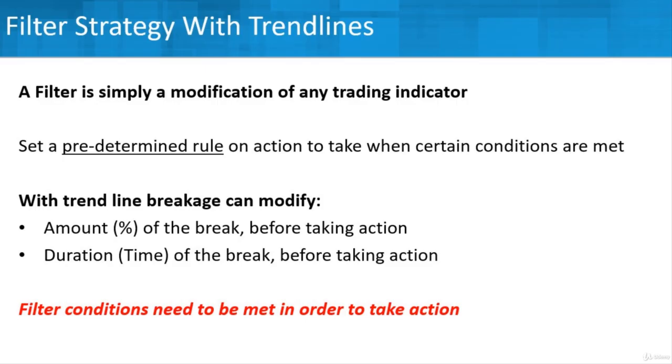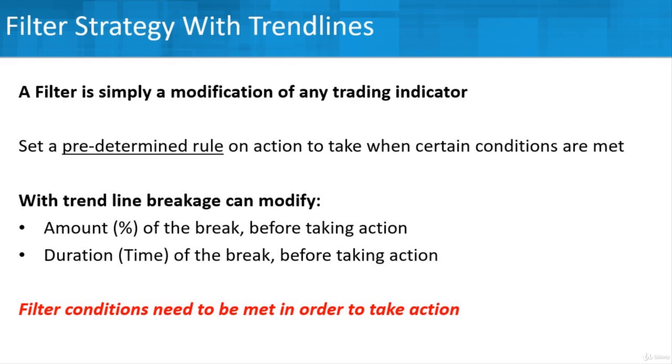But in this case, we're looking for a trend line breakage, right? We're doing a filter, a predetermined rule that when a trend line is broken, we can modify the clear rule of whether to buy or sell by adjusting it with a filter. And that filter can be an amount or a percentage of the break. So it needs to break by a certain percentage before we'll take action, not simply breaking, but doing so by a significant amount, or by the duration or time of the break. How many time periods, maybe a day or days, after before I take action.